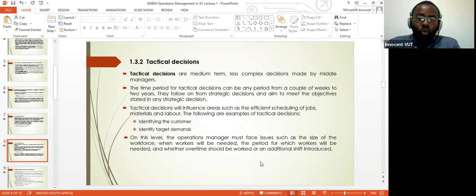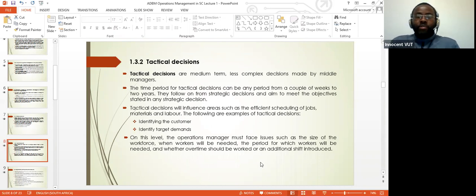The time period for tactical decisions can be any period from a couple of weeks to 2 years, because strategic decisions start from 2 maybe to 20 years. So tactical is from a couple of weeks to 2 years. They follow on from strategic decisions and aim to meet the objectives stated in any strategic decision.